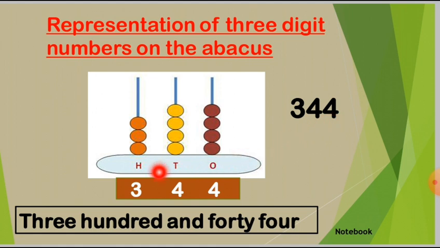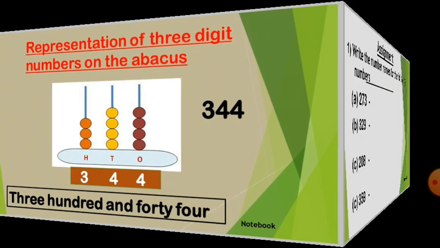So you can draw 3 beads on the 100 spike, 4 beads on the 10 spike, and 4 beads on the 1 spike. Got it? And what is the number name? 344. Got it children? Okay, everyone write this also in your notebook.